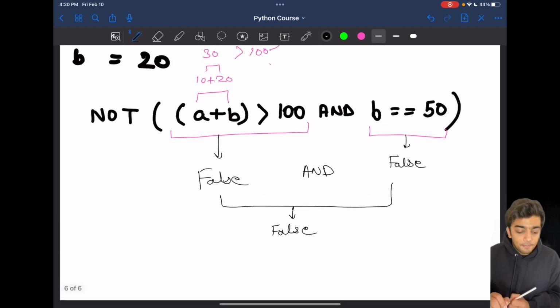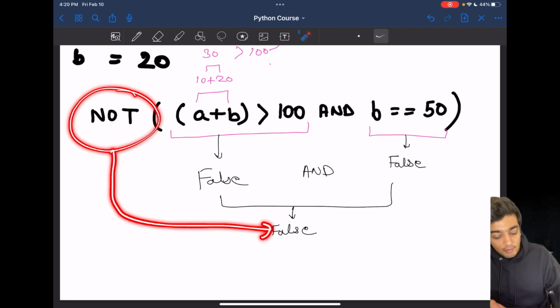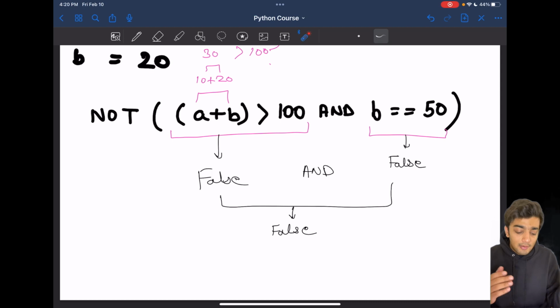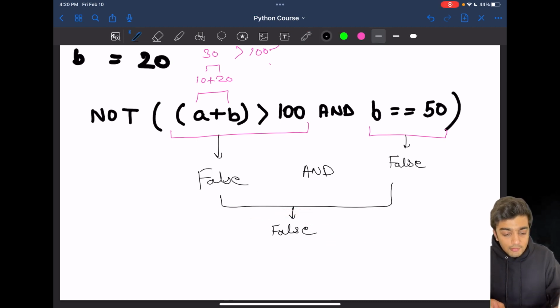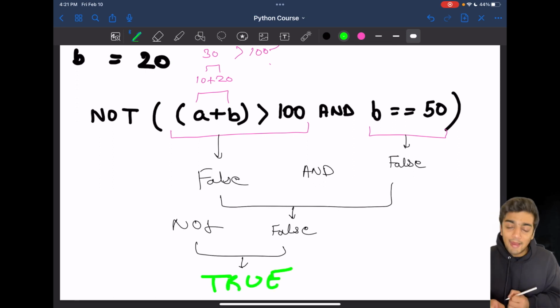So once that's done, once we know that we've solved the inner conditions, let's move on to the final one, which is the not on the outside right here. So what does not false mean? Just as we saw in the previous example, not false is true because not is basically going to flip this false into a true. So not false is going to finally give us a true value.